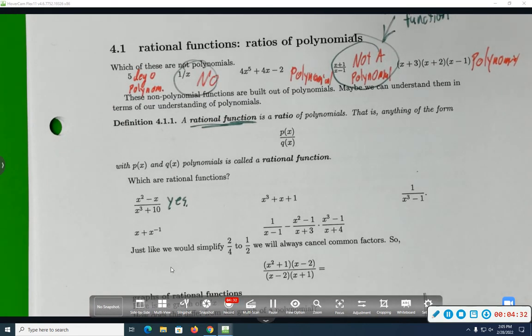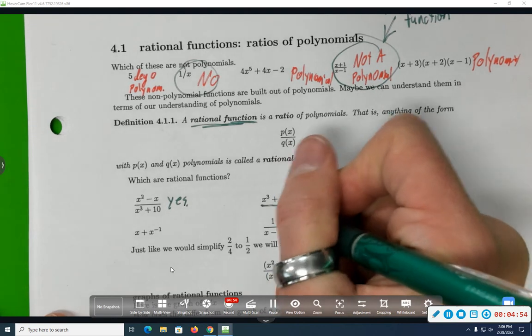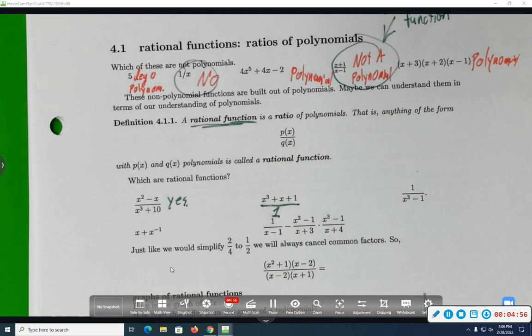So the next example, x cubed plus x plus 1, is that a rational function? Is it a polynomial divided by a polynomial? Folks for yes? Folks for no? It is yes, a rational function. Why? Because you could rewrite it as that function over 1. Perfect. 1 is a polynomial. Excellent. This was intended to be a trick question that absolutely everyone would get wrong.